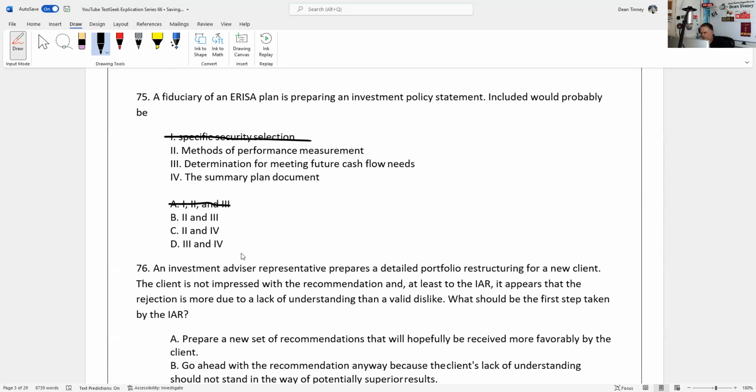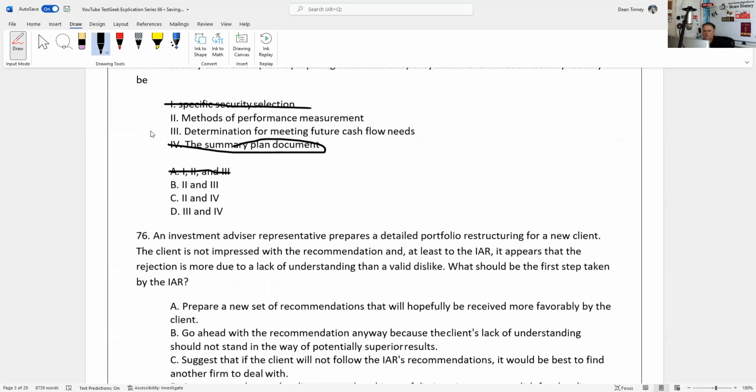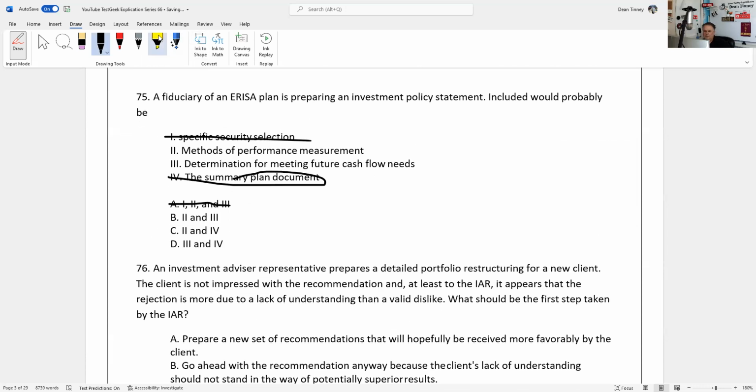Well, let's see. 4, the summary plan document. That's a different document. So the answer here is going to be B, 2 and 3. I think that might be a good poor man's flashcard.